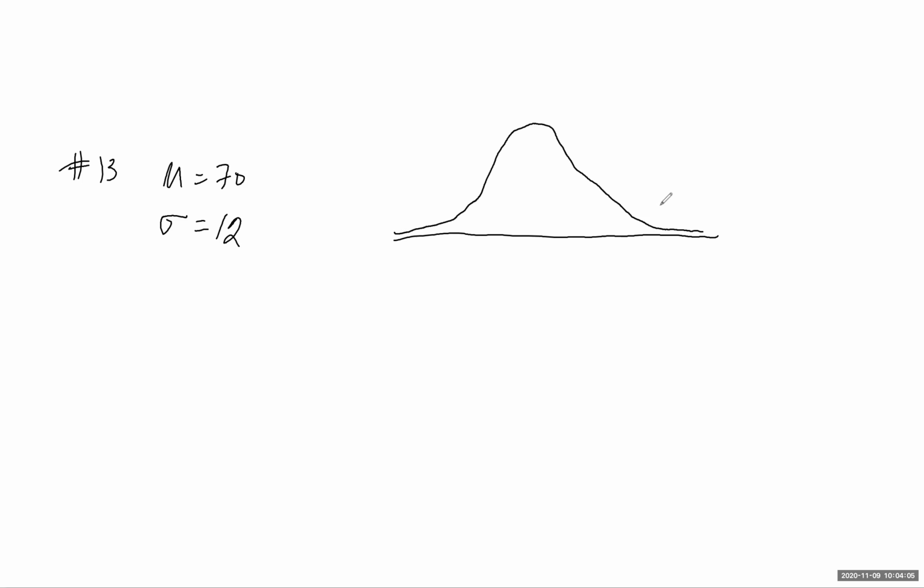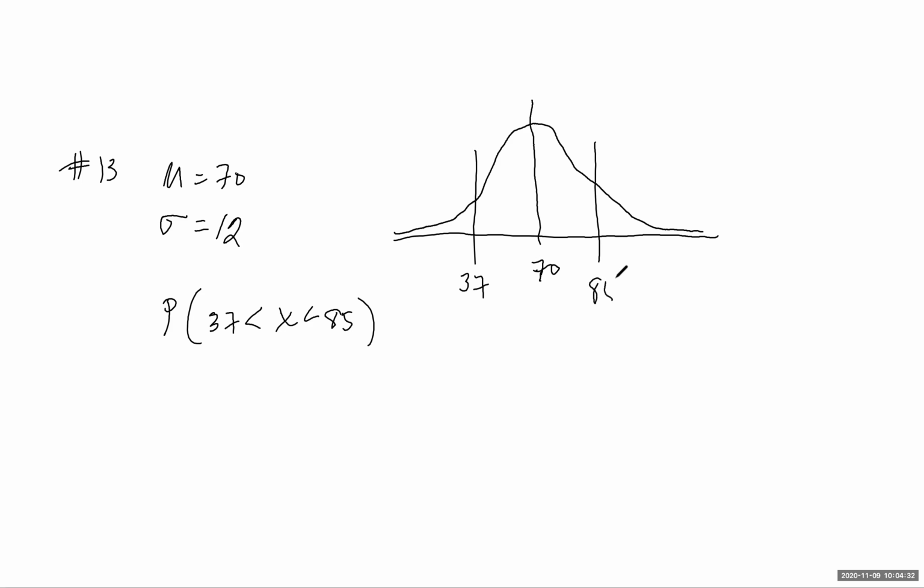All right, what's the probability that x is between 37 and 85? And the notation looks like this. X is greater than 37 and less than 85. So x is between two values. Here is 70, and these sketches are really not necessary, but I think they help understand what we're looking for. 37 would be over here somewhere, 85 over here somewhere.